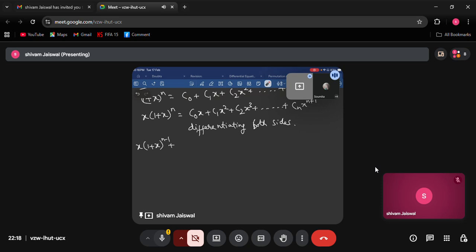x into n into (1 plus x) to the power n minus 1 plus (1 plus x) to the power n. This is going to be C0 plus 2C1x plus 3C2x squared plus dot dot dot plus n plus 1 into Cn x to the power n. Now, from the whole equation, I need to remove x. So what should we substitute in place of x? Tell me.